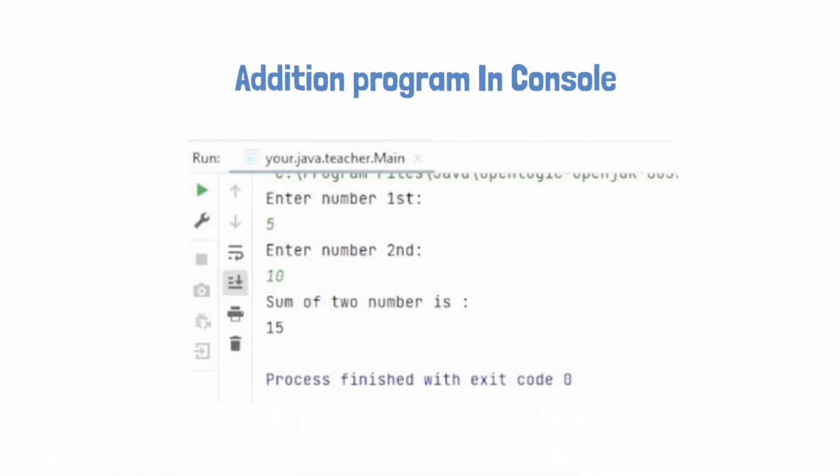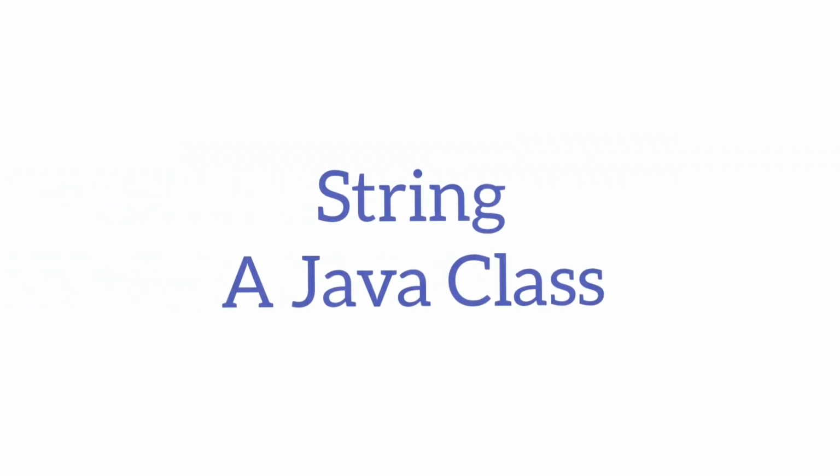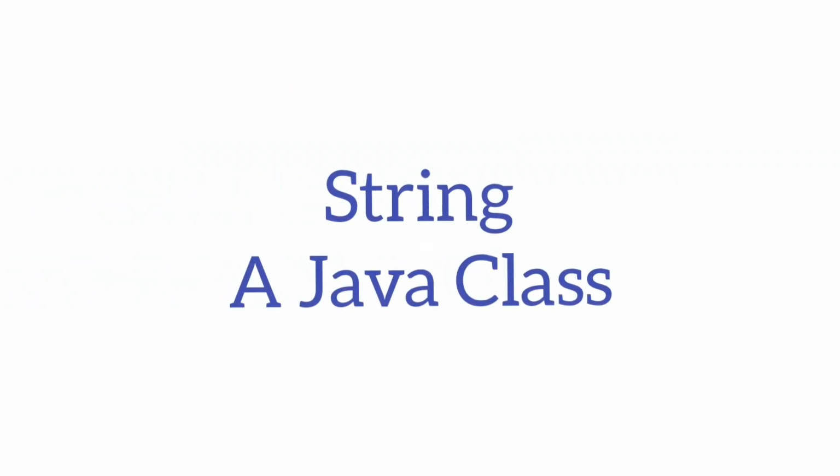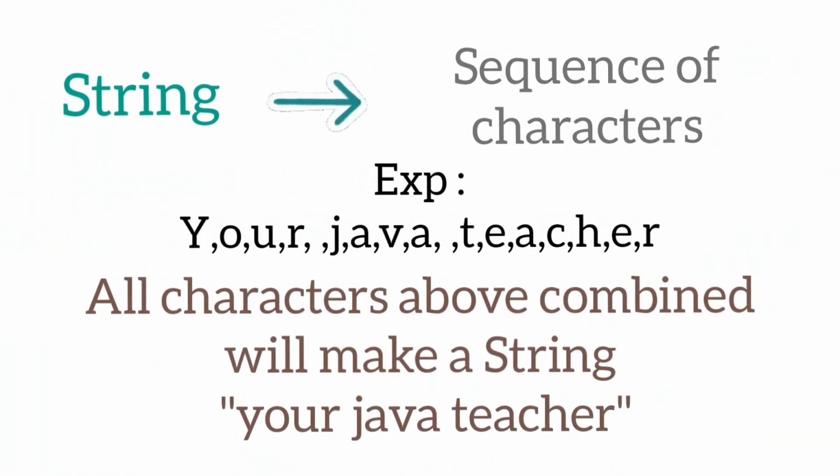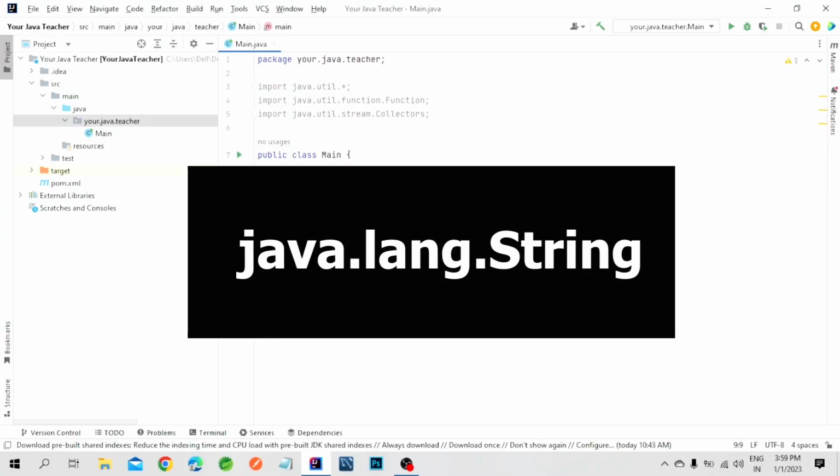Now in this video I want to discuss a class that is called String. Basically we can understand that a string is a sequence of characters, but in Java a string is an object that represents a sequence of characters, and it comes from the package java.lang.String.